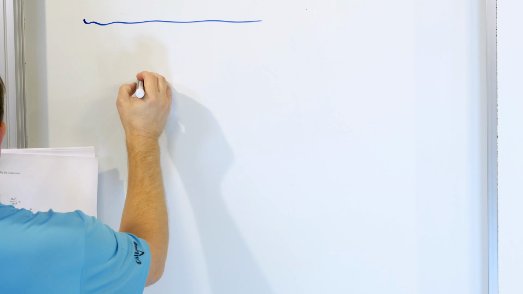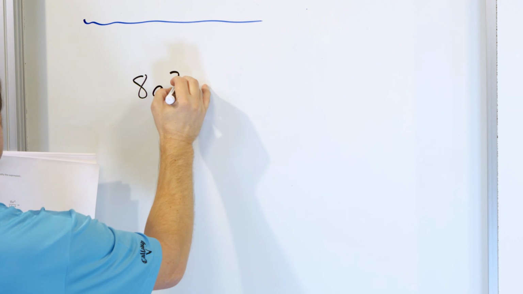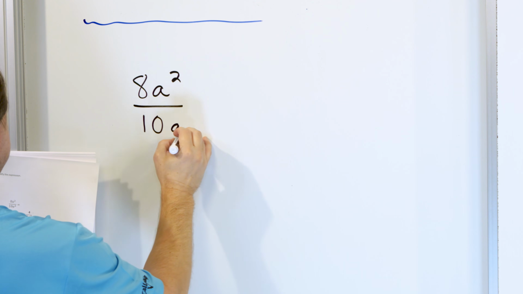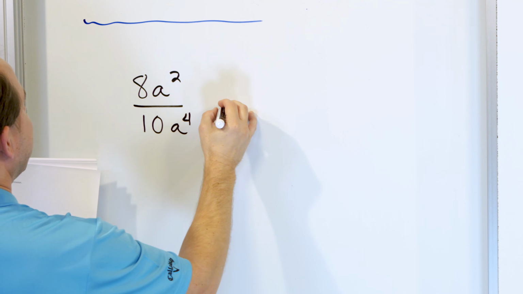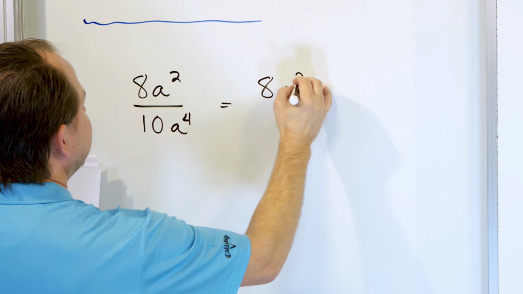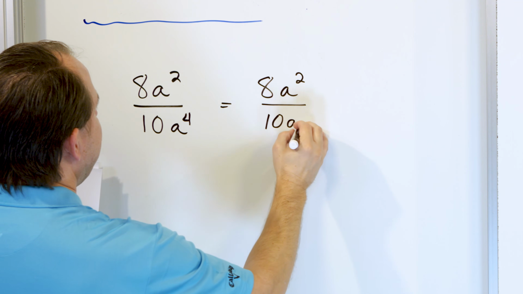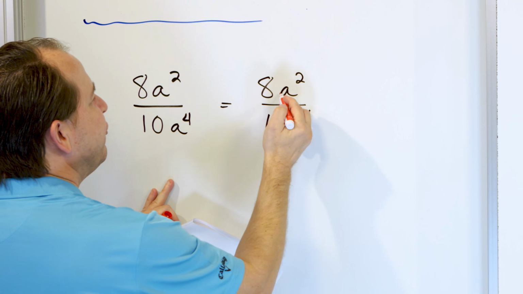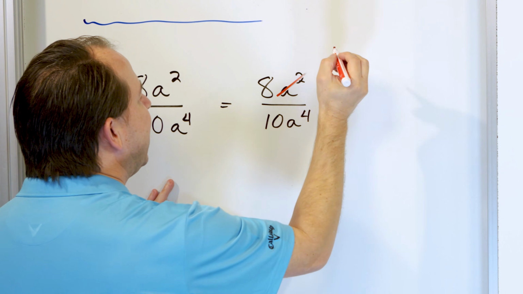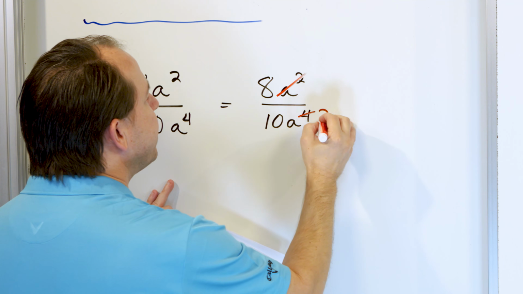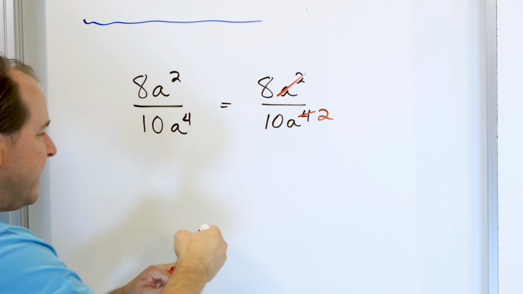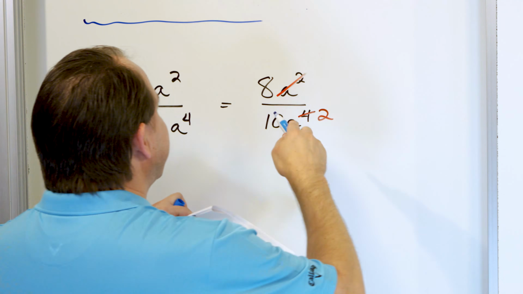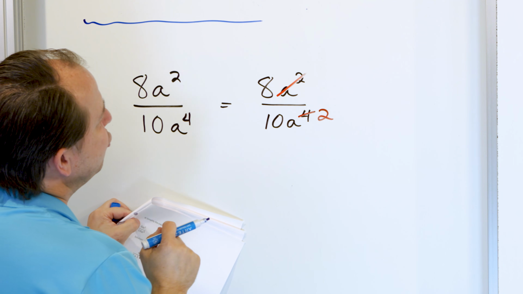All right, 2 more problems. We have 8 times a squared over 10a to the fourth. All right, I'm going to rewrite it before I mark it up. 8a squared, 10a to the fourth. Now, as far as the exponents, I have 2 a's on the top. I'm going to cancel both of them with only 2 of them on the bottom, leaving 2 behind. And then, for the numbers, I can divide top and bottom by 2, right?